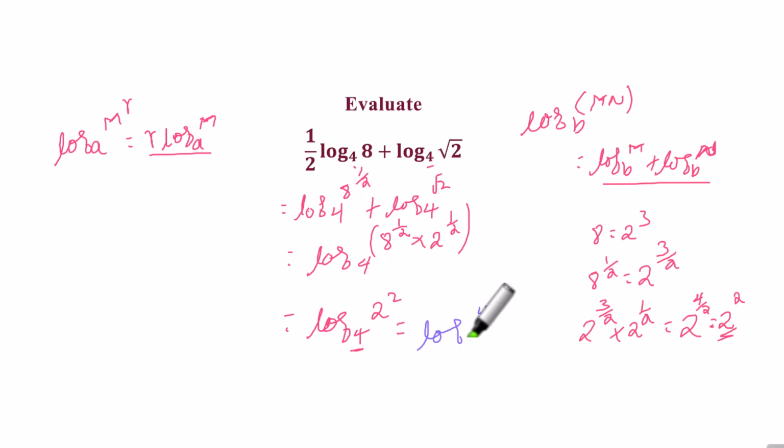So we can write this one as 4, like this one. Logarithm of 4 to base 4. Yes? So it becomes 1. So the sum of this logarithm and this one is 1.